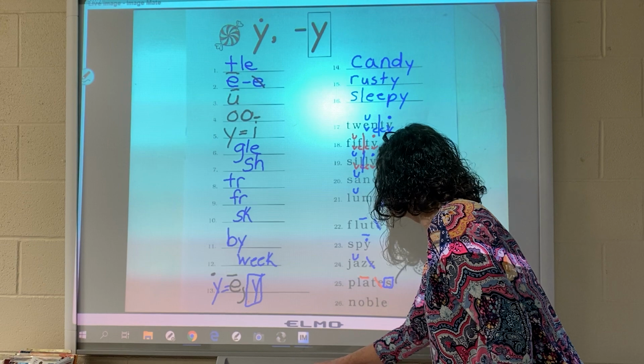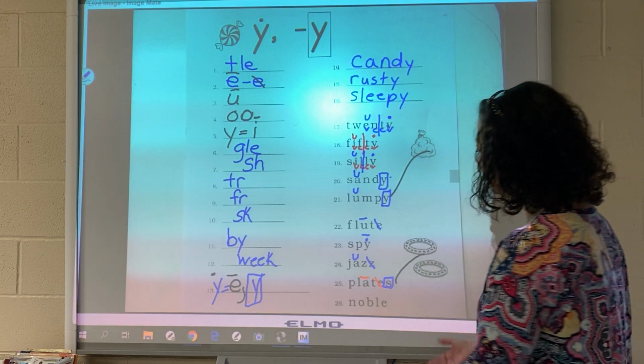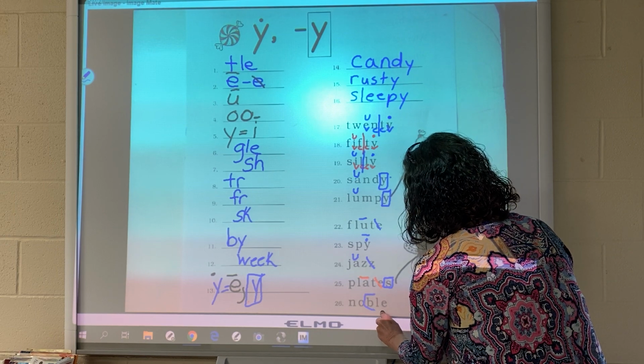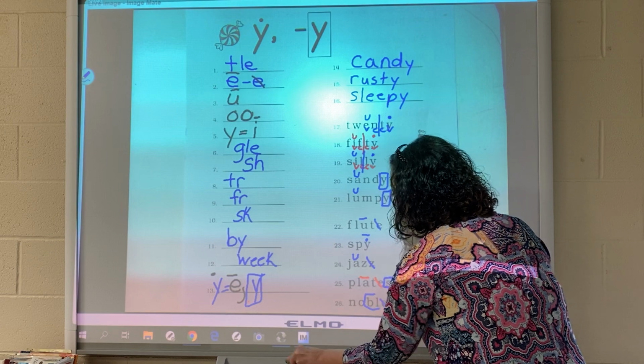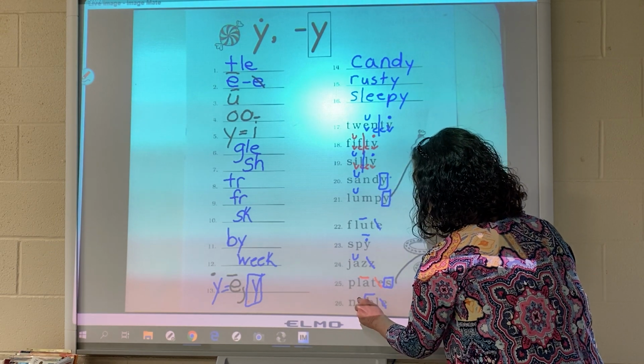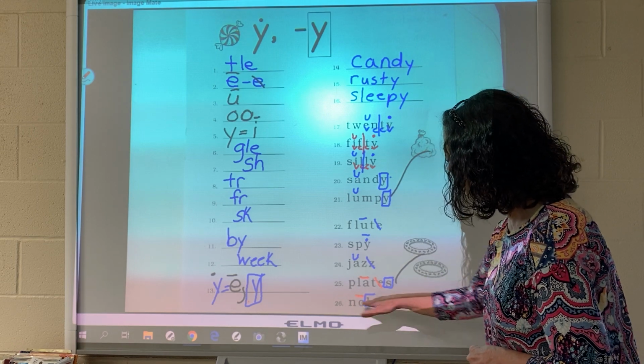Okay. Now, this word I see immediately, it has a final stable syllable, BLE, which says bull. And then I know that if I have a vowel right before that final stable syllable, that is a long vowel, noble.